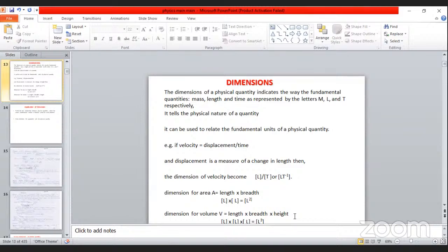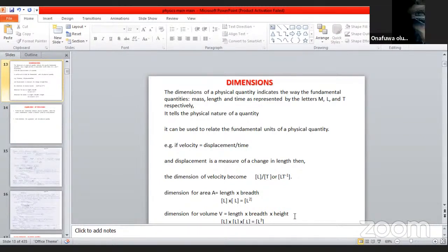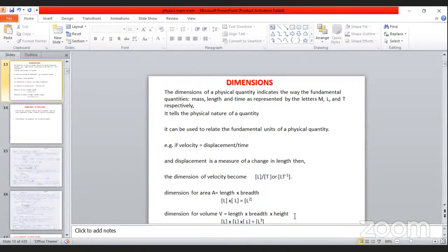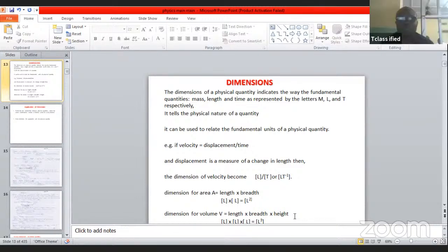Three fundamental quantities and three derived quantities. Yeah, the question. Go, Oluwase. Yes, is Oluwase there? Question.